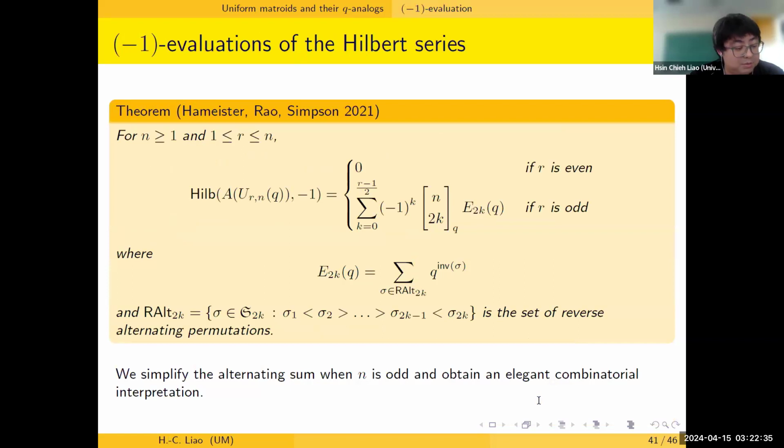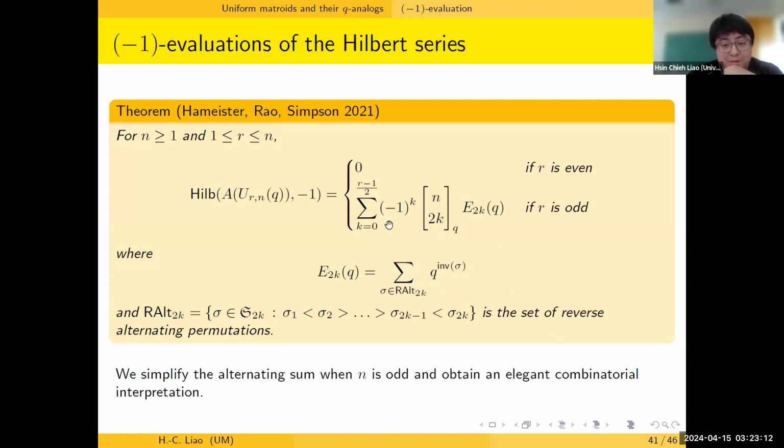And Hameister, Rao, and Simpson also compute the -1 evaluation of the Hilbert series for the Chow ring of the q-uniform matroid. And they show that when R is even, this is 0. When R is odd, you get this alternating sum, where this E_2k(q) is the q-Euler number, and it can be defined as counting over the reverse alternating permutations, which is defined this way, by the number of inversions.